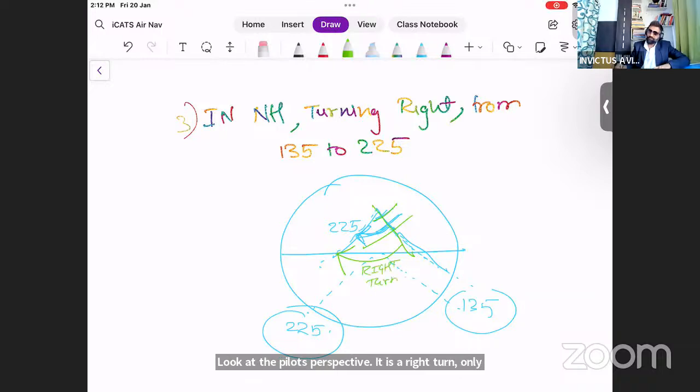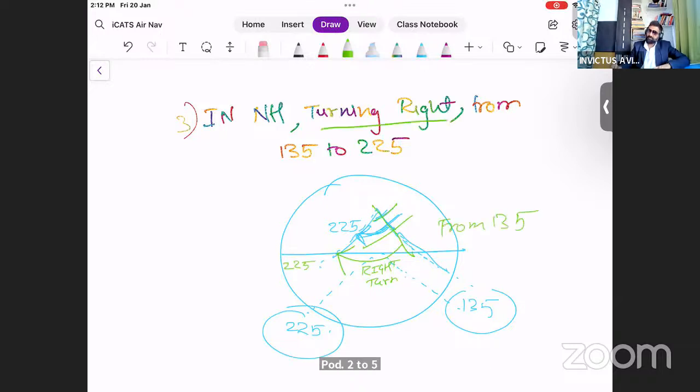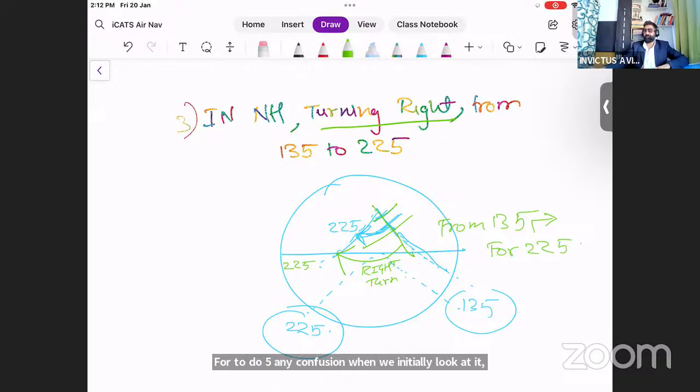For 225. From 135, turning right for 225. Any confusion? When we initially look at it, it looks like something is wrong. But then we carefully look at it and we realize nothing is wrong.